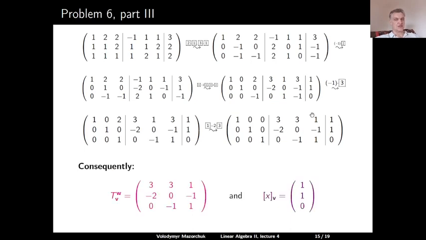So the transformation matrix from V to W is this matrix, because these are the coordinates of W1, W2, and W3 in basis V. So this transformation matrix is 3, 3, 1, minus 2, 0, minus 1, 0, minus 1, 1. And this column consists of the coordinates of x in basis V. So the coordinates of x in V are 1, 1, 0.